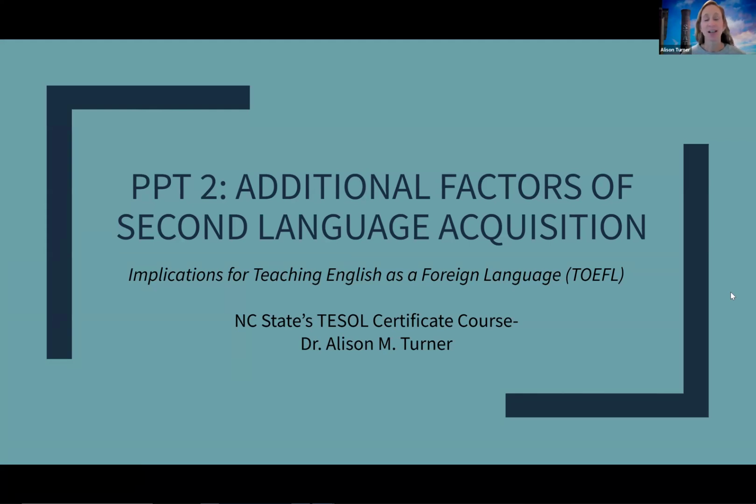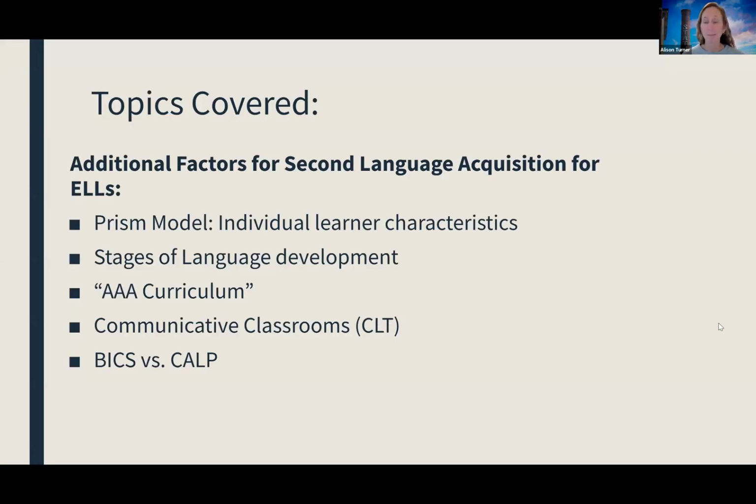This PowerPoint focuses on additional factors of second language acquisition, building on the information that we presented in the first PowerPoint. And we'll go ahead and jump right in. We're going to talk about the PRISM model. We're going to talk about stages of language development. And then we're going to talk about two different types of curriculum, AAA, and then communicative language classrooms, CLT. And then finally, we'll end this session with the difference between BICS and CALP and just the considerations that you have to make as a language teacher.